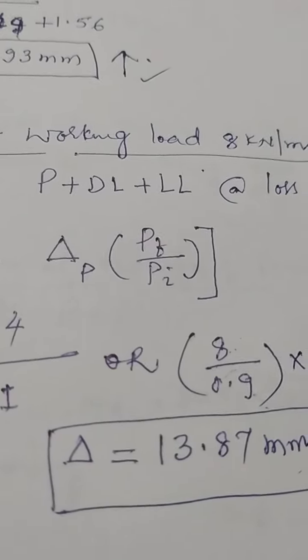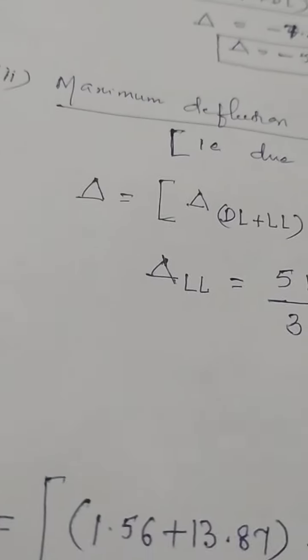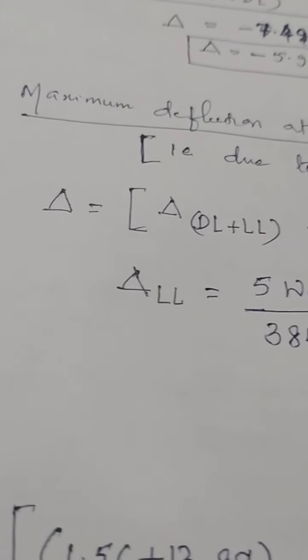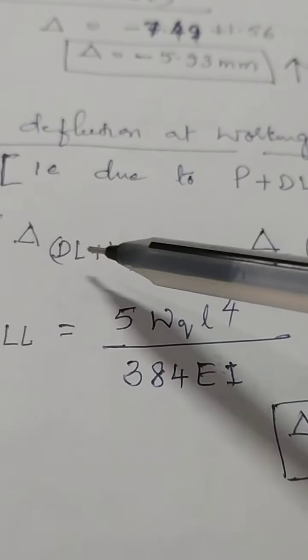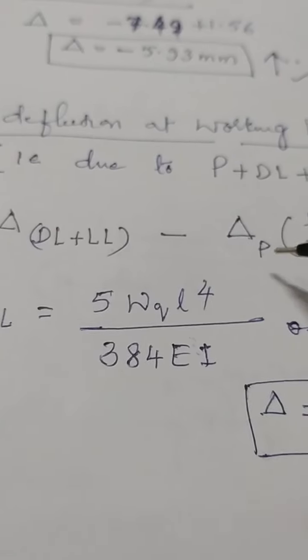For 8, it is how much? Otherwise, you can use this formula. There is no issue, but it takes time. Okay, this is due to live load. Dead load is there. And dead load deflection and live load deflection you add. Then this is separately is there.